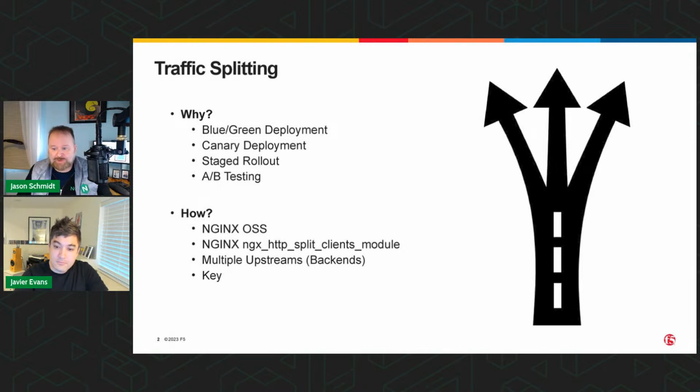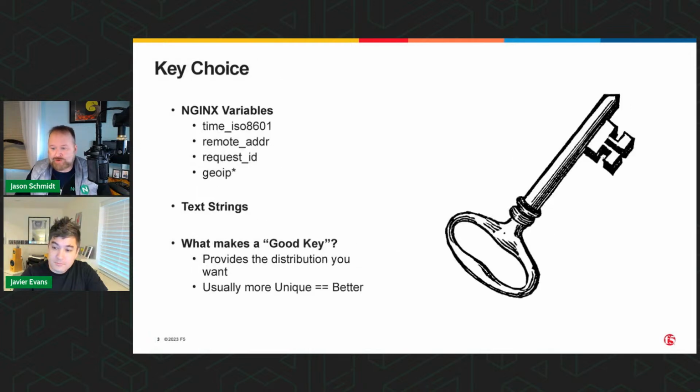And this is all accomplished using the NGINX split clients module. In order to do this, we have our front end using the split clients module, and then we have multiple upstreams or back ends. And then there's a key which we use in order to determine where to route our traffic.